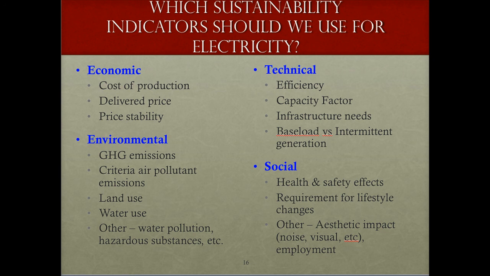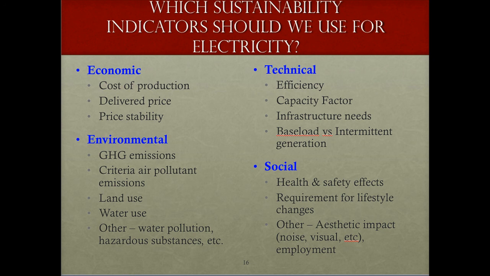Efficiency, capacity factor, infrastructure needs, and whether a generator can provide baseload electricity are all important technical sustainability indicators. Capacity factor is a ratio of the energy the power plant generates over the course of a year to the amount it could potentially generate if it could operate all the time. We will discuss this more later in the unit.